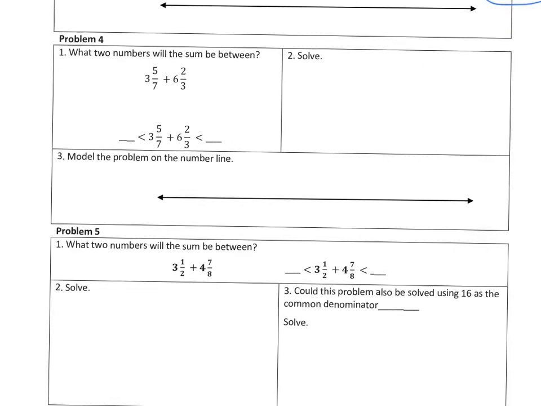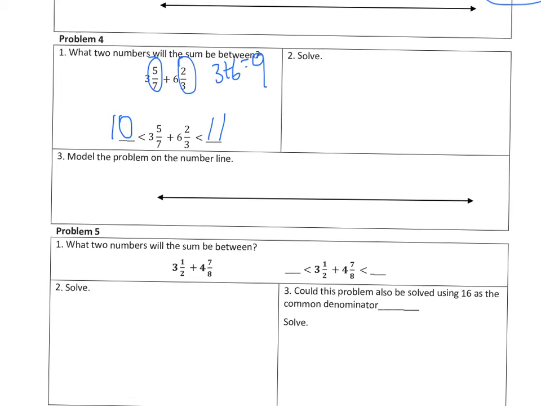So what two numbers will the sum be between? Well, I know 3 and 6 is 9, but 5/7 and 2/3, that's going to put us up over 1. So it's going to be greater than 10 and probably less than 11. So let's take a look. So I've got my 3 plus 6 equals 9. And let's set that aside right now and focus on our 5/7 plus 2/3.